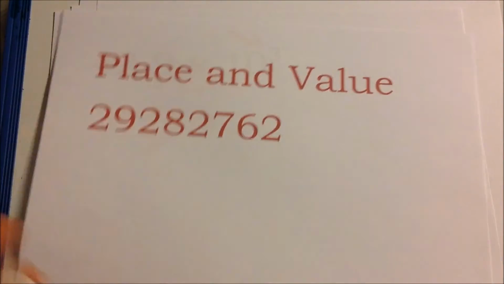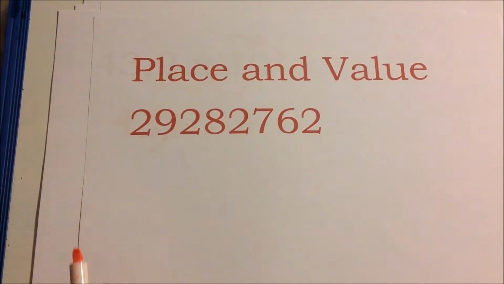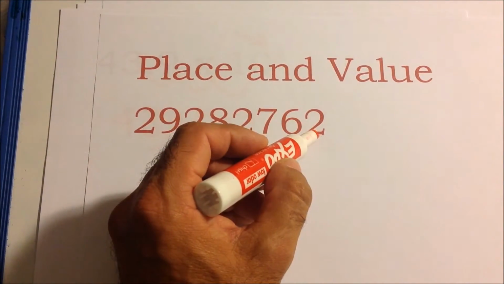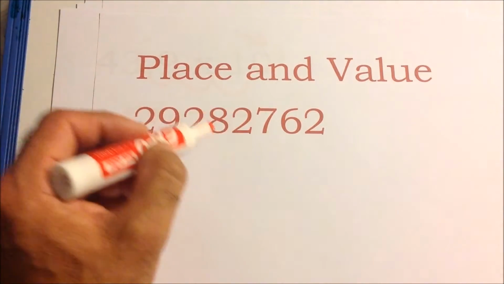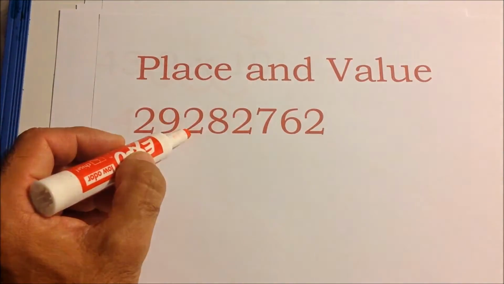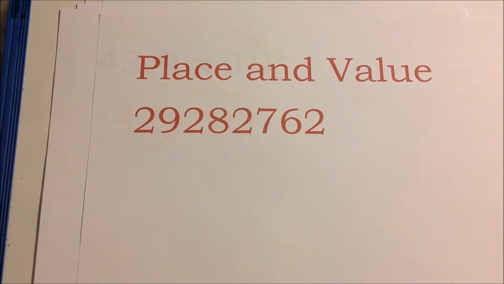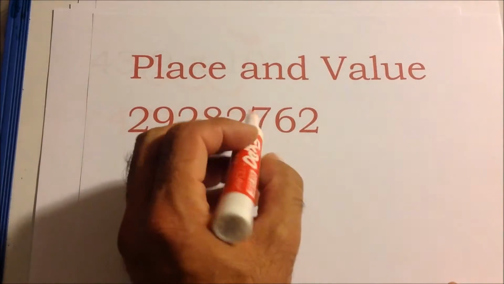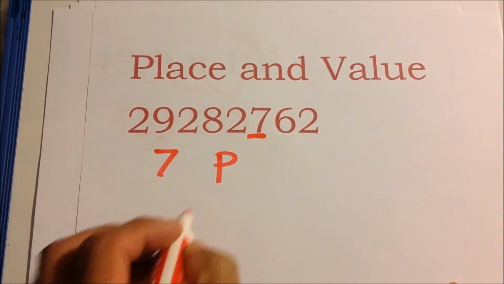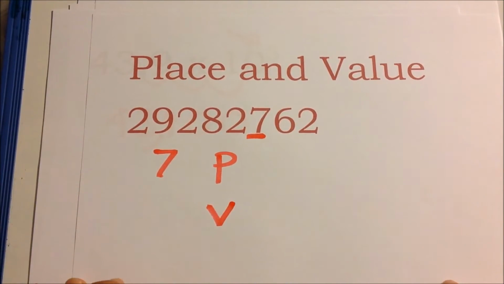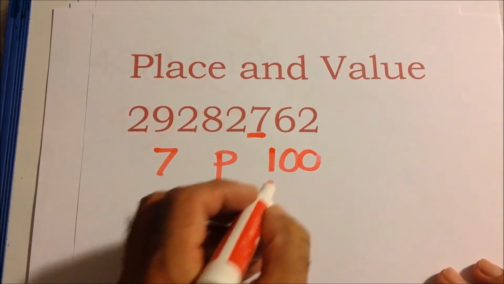Okay, so let's look at place and value. That's another thing we talked about. Again, we have an integer here, and we have the ones place, the tens, the hundreds, 1,000, 10,000, 100,000, millions, 10 millions, and so on forever. So we know our place and our value. If I underline the 7 here, we know the 7 is in what place? We put P for place, and V for value. The 7 is in the hundreds place, and its value is 700.